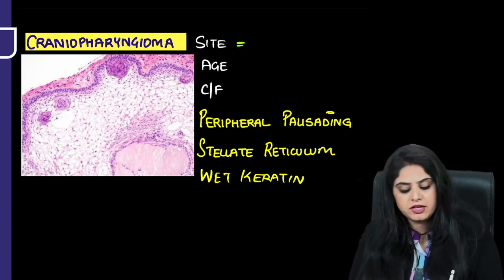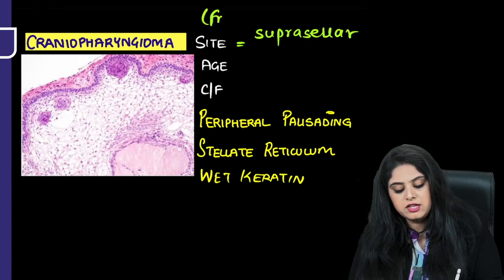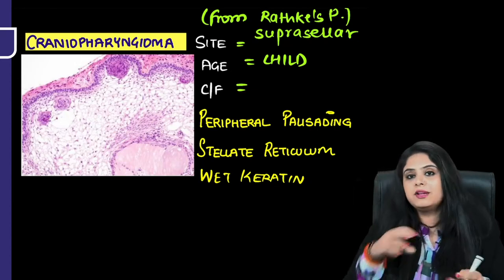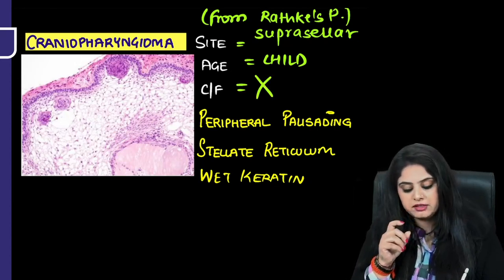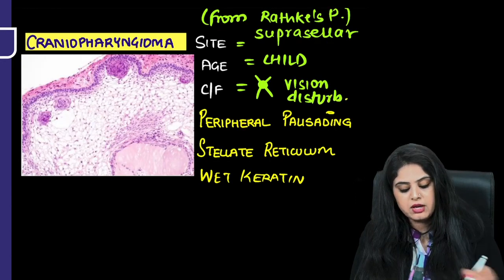If I'm saying craniopharyngioma, you know this is going to be suprasellar in location. This is suprasellar in location, and we know that this arises from the Rathke's pouch. Please note that this tumor is usually seen in children, and suprasellar, what is it going to compress? It is going to compress the optic chiasm. So there are going to be vision disturbances that the child is going to come to you with.